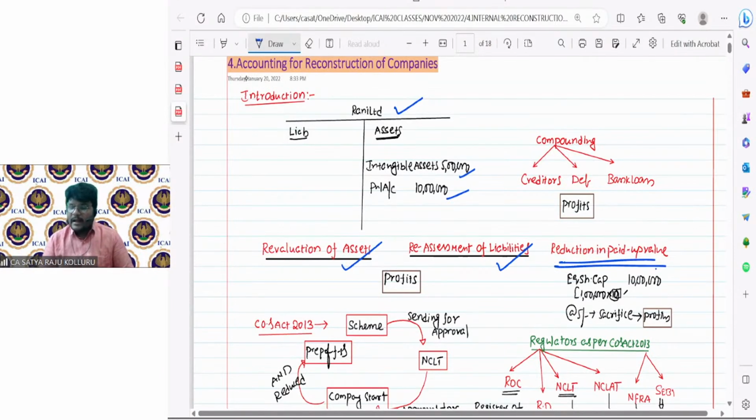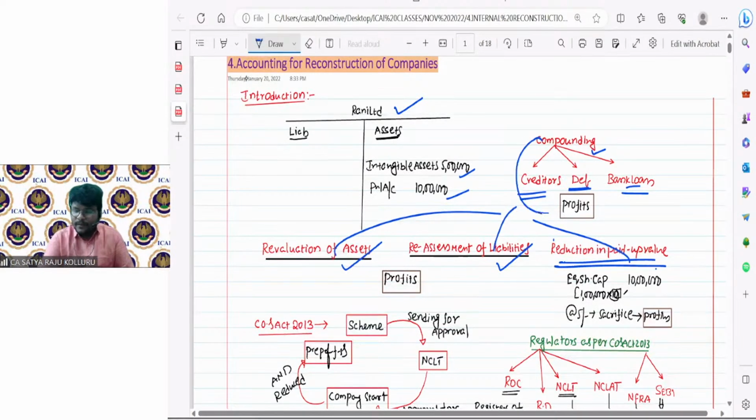up value. I will make compounding activities with various liability holders like creditors or debentures or bank loan, whatever the case may be. Through all these factors, I am attaining the profits. Whatever profits I attained, I will ultimately utilize to set off the P&L account debit balance. That is the base objective of what I explained till now. The same thing I worked out here.